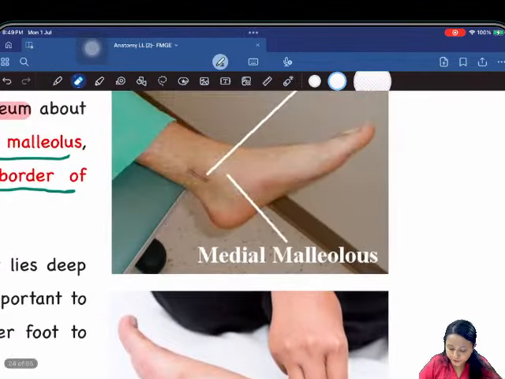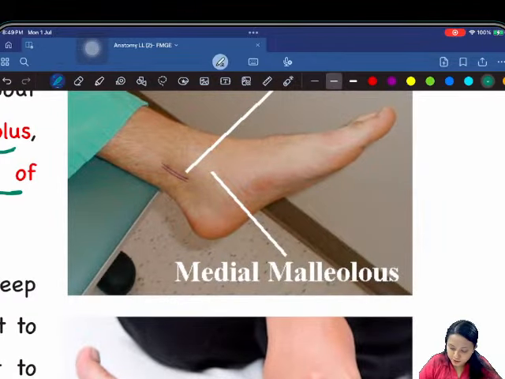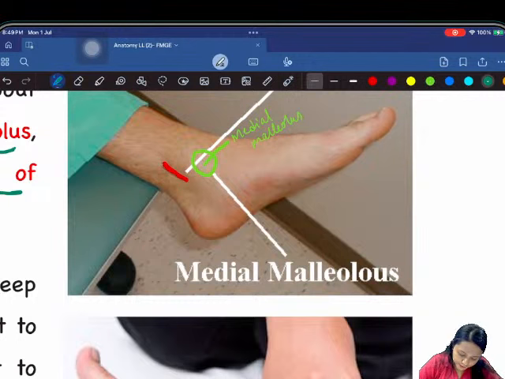Here also, same thing. You know that this is the posterior tibial artery. Okay, and then you have a bone here. This is the medial malleolus. Here is the medial malleolus and here is the tendoachilles. So here you have the tendoachilles, the tendon.